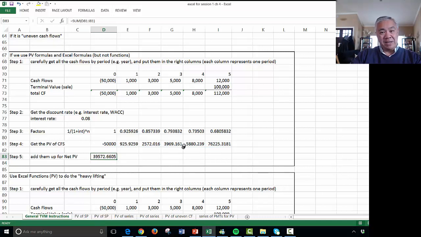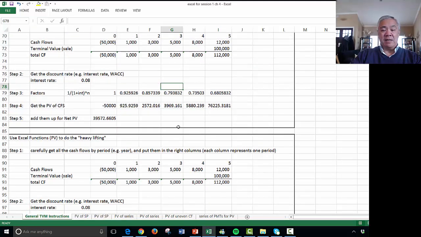is a positive 39,572, which means we make money, right? It means that if we invest $50,000 and get this cash flow, the net present value of this investment is that we would be 39,000 to the good for this investment. So we like that, right? If it's a negative, that would mean that the investment up front is greater than all the cash flows that come subsequent to that.